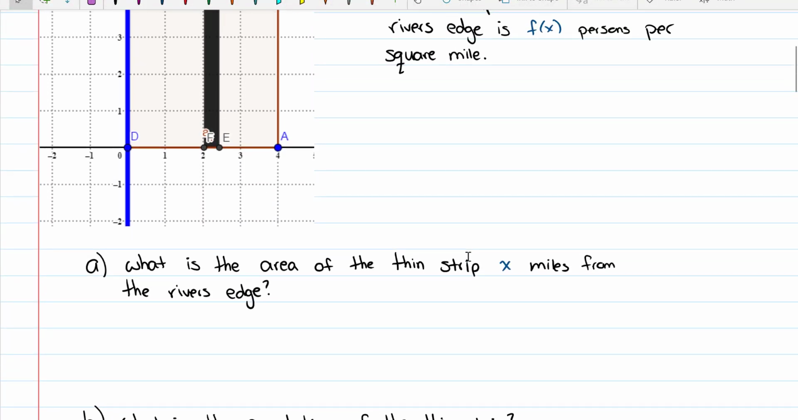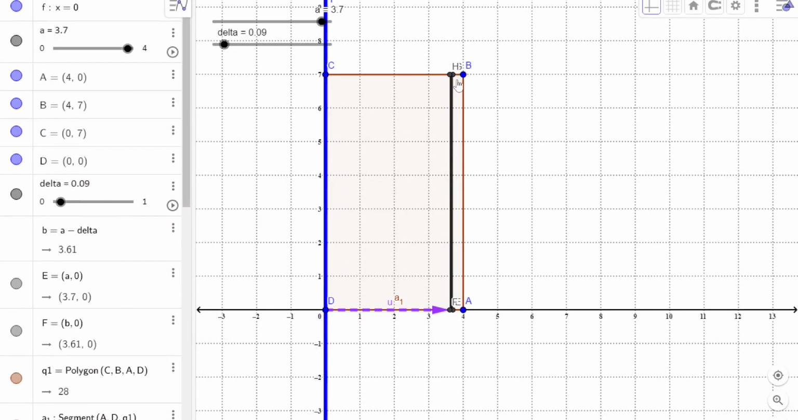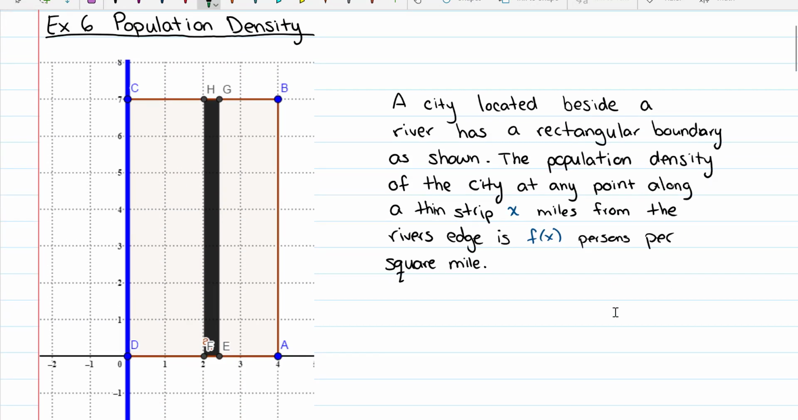So step A. What is the area of the thin strip x miles from the river's edge? Looking back at our example, we have that this distance right here is 7. So if I go up here, I'm going to label my diagram. This distance is 7. This distance is 4. We're going to call this distance x. And then this little bit right here is going to be delta x.